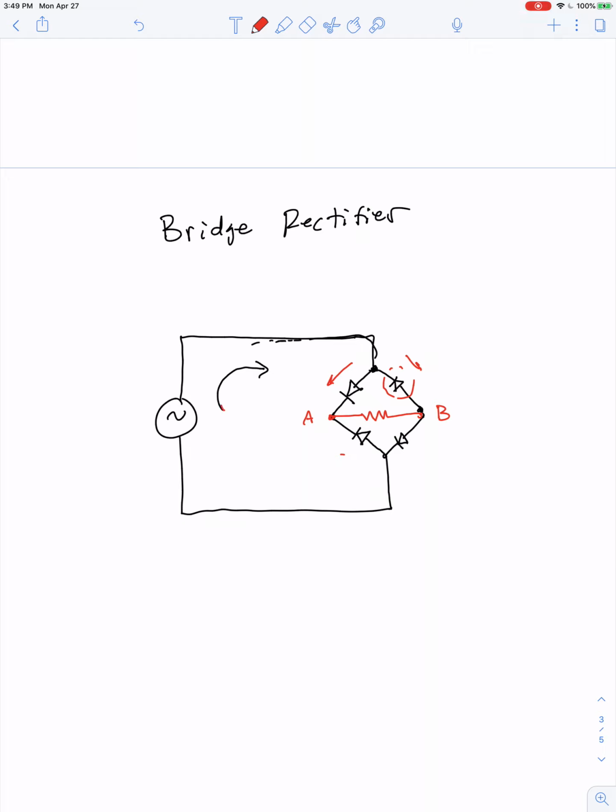So when the generator has a positive EMF and drives the current clockwise, the current gets to point A, can flow across the resistor, makes it to point B. This diode lets it continue on this way and complete the current loop. So which way is current flowing through the resistor? To the right.